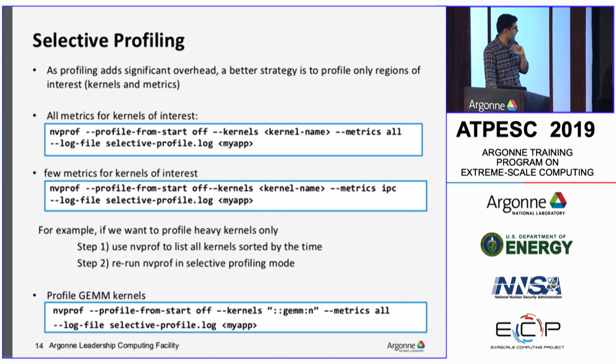Or the other way is, if I know what kind of functions I have based on the function name, I can pass that as a regular expression. For example, if I want to profile the kernels which are implementing the gemm routines, I can pass this regular expression for the kernel. So what this command does is it profiles only those kernels which are implementing the gemm routines. So these are the multiple ways that we could use to significantly reduce the overhead when we are using NVProf.